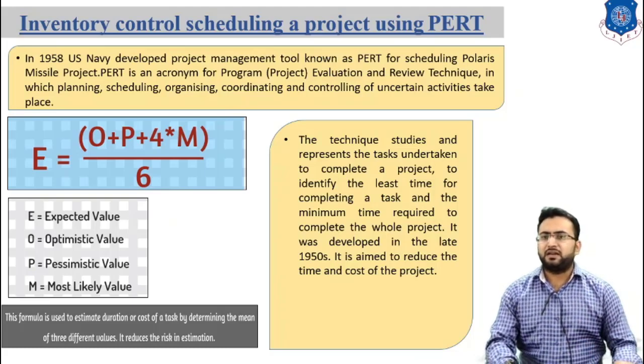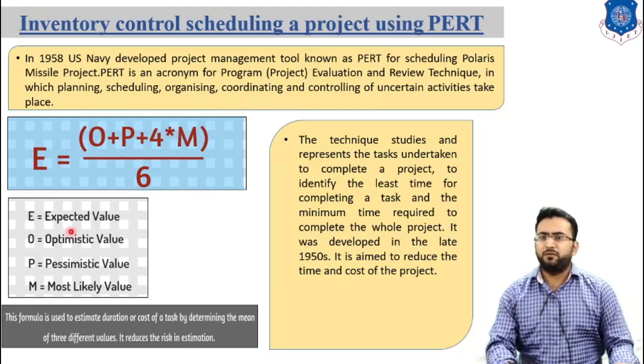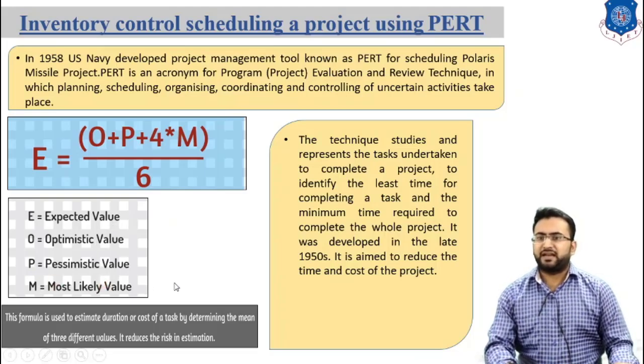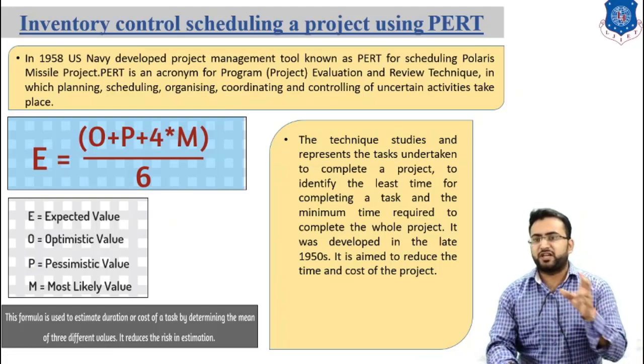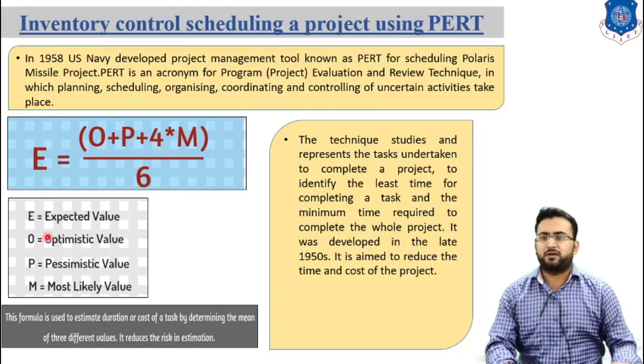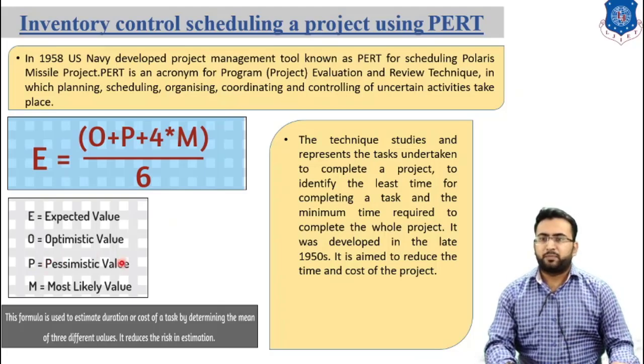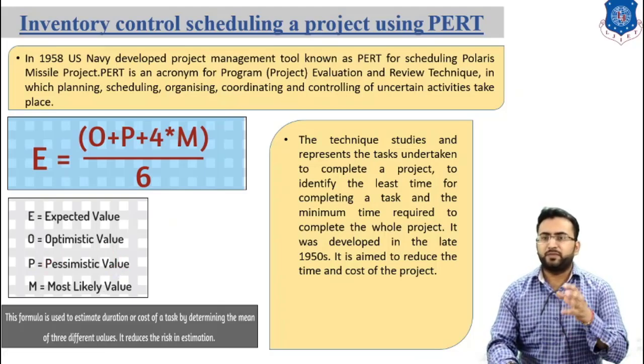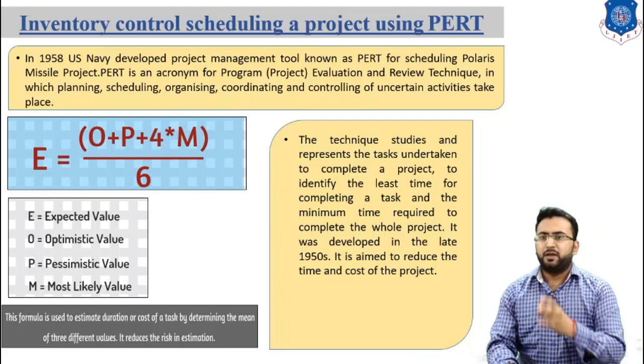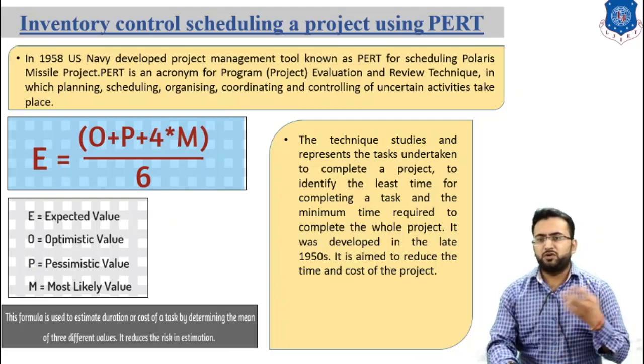The PERT formula is given by E equals O plus P plus 4 multiplied by M, where O means the optimistic value, P means the pessimistic value, E stands for the expected value and M stands for the most likely value. The optimistic value is the minimum time taken for completion of the project. The pessimistic value is the maximum time the project takes. M is the time taken for completion between the optimistic and pessimistic values, known as the most likely value.